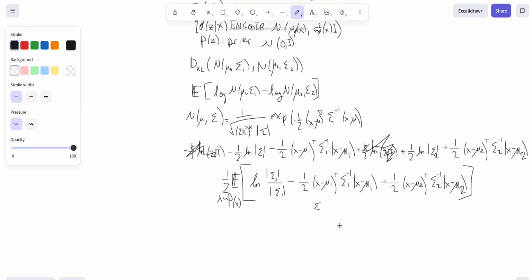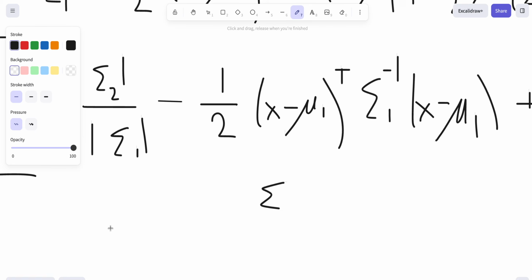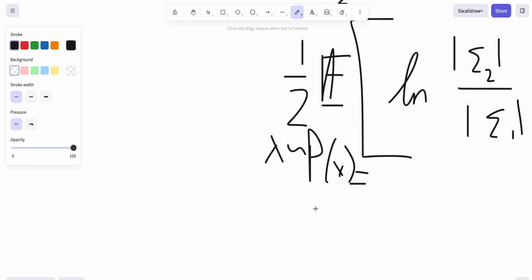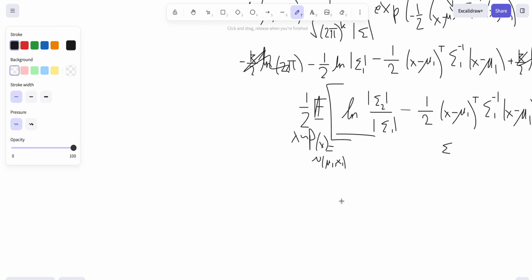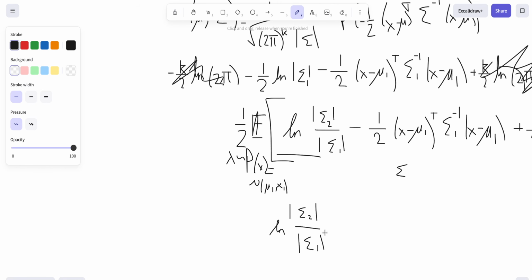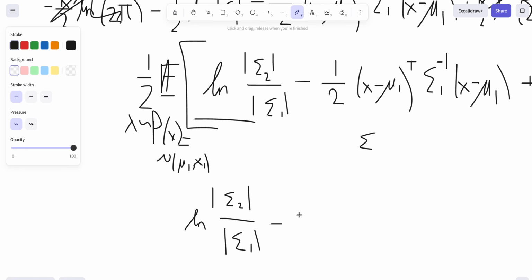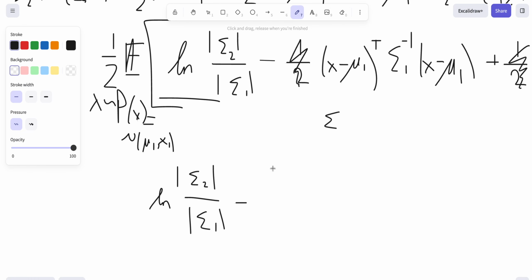If we look back here, p of x is our normal distribution, if you remember above, mu sub 1, sigma sub 1. So the expectation of this value is just this value itself because it's a constant. So we can take this out and say the natural log of the determinant sigma 2 over the determinant sigma 1. Since we factored the 1/2 out, it isn't here.